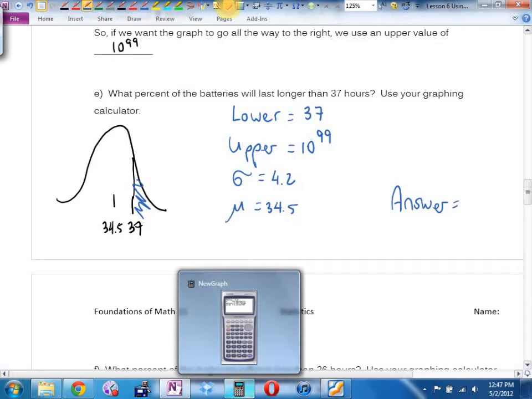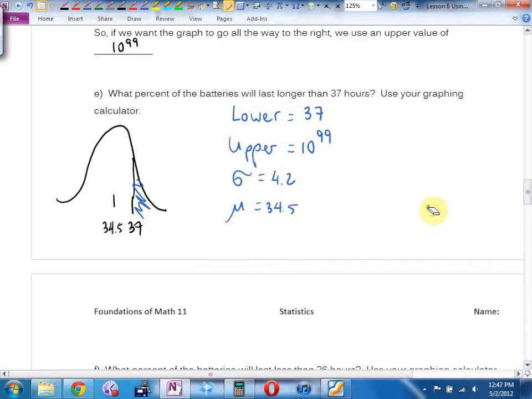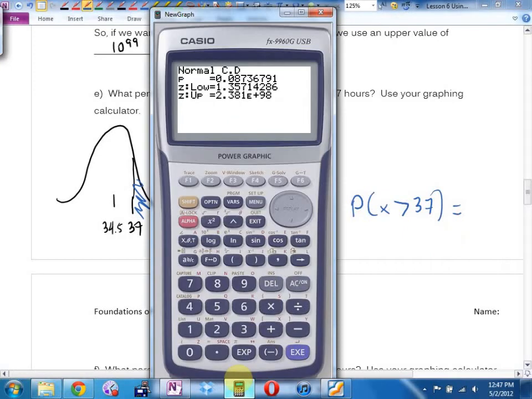You can write, if you really want to get nerdy, the probability that x is bigger than 37 is, and I'm good with that too. Oh, I didn't change the values. What was my lower? 37? Upper stayed the same? 27.58? 0.2758? Yeah.